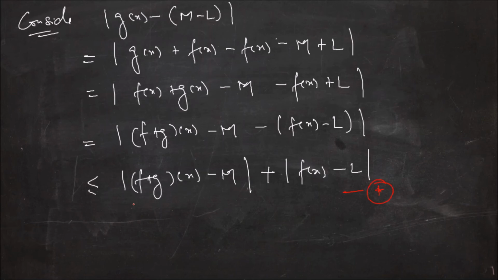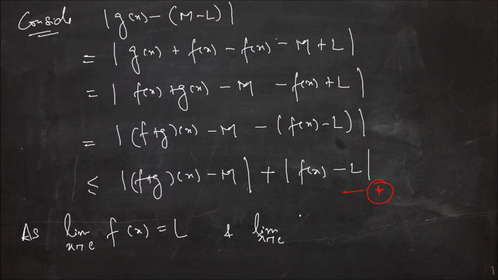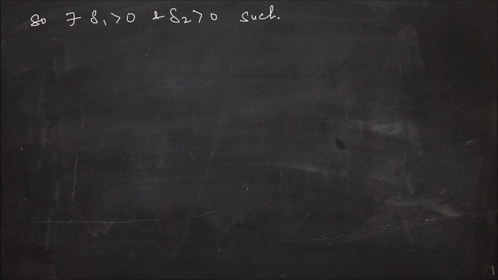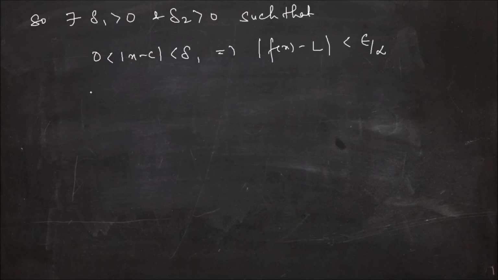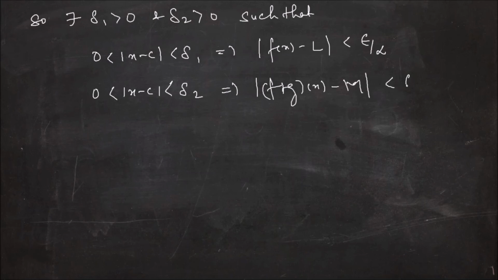Now I will use this. As the limit as x tends to c of f(x) is equal to L and the limit as x tends to c of (f+g)(x) is equal to m, there exist delta 1 greater than 0 and delta 2 greater than 0 such that 0 less than |x - c| less than delta 1 implies |f(x) - L| is less than epsilon by 2, and 0 less than |x - c| less than delta 2 implies |(f+g)(x) - m| is less than epsilon by 2.